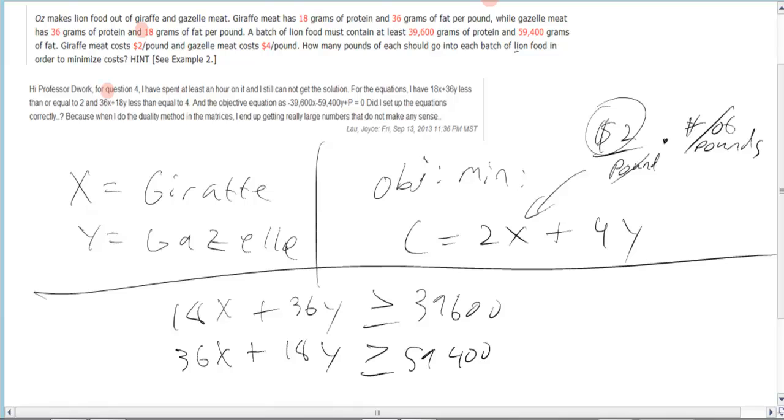So there's our constraints. Check for any other constraints. I don't see any. So then we're going to have our real world constraints. You can't have negative amounts of meat. And there's your setup.